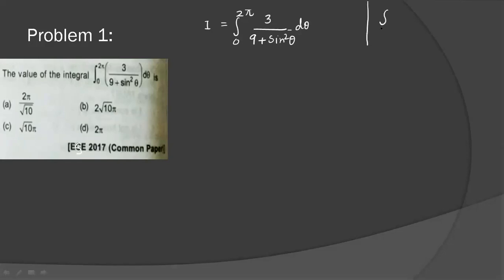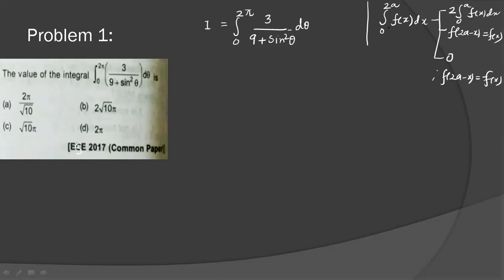Revise one property I told you: the integral from 0 to 2a of f(x) dx is equal to twice the integral from 0 to a of f(x) dx, provided f of 2a minus x is equal to f(x), and it is 0 if f of 2a minus x is equal to minus f(x). So what is the use of this property?